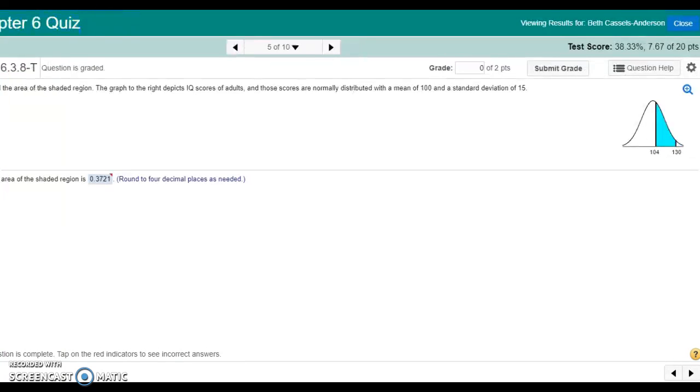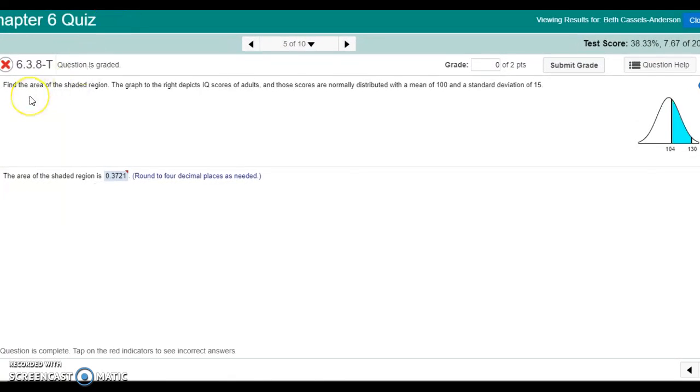Okay, continuing on some of the chapter 6 quiz problems. Find the area of the shaded region. The graph to the right depicts IQ scores for adults, and those scores are normally distributed with a mean of 100 and standard deviation of 15. What we're going to notice here is it's between two different numbers.